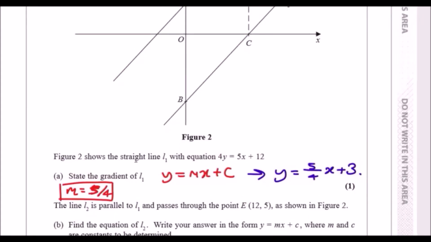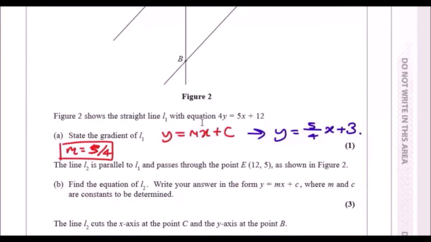Figure 2 shows the straight line L1, the first line, with the equation 4y equals 5x plus 12. State the gradient of L1. The reason why this is easy is because they've pretty much spoon-fed it for you. The equation of a straight line is always y equals mx plus c, where m is the gradient. Because this is a 4y, you first have to get rid of the 4. If you divide this all by 4, you should get 5 over 4 x plus 12 over 4, which is 3. And then you can clearly see that the m value here is 5 over 4.